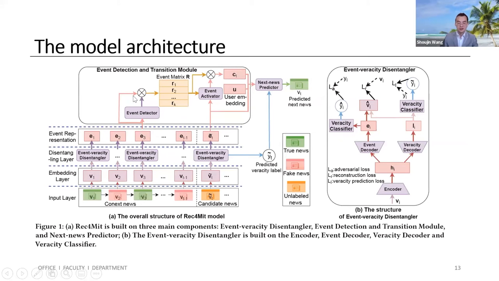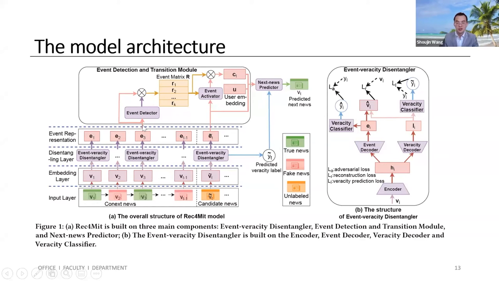So here is the model architecture. You can see the red part is the specific component here, that is the event veracity disentangle module. Let's have a look at the overall structure. We have three modules, right? Before we go to the modules, we first encode each news into an embedding vector using an embedding layer. And then we input the embedding of each news into the disentangle module, to divide the embedding into two parts: one is the event representation, and the other is the veracity embedding.